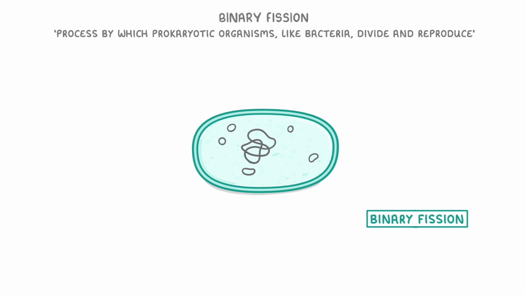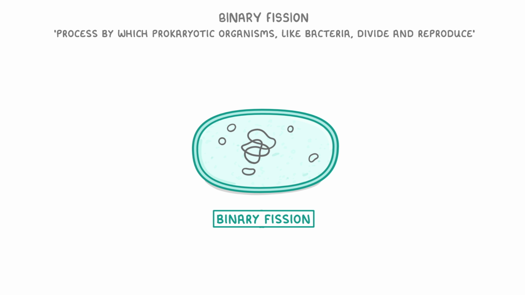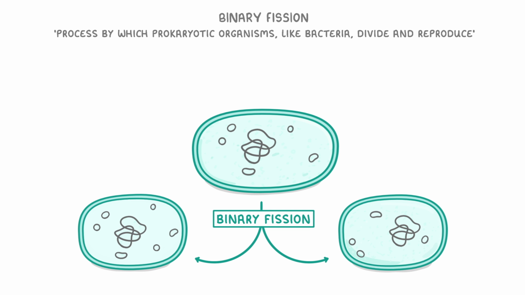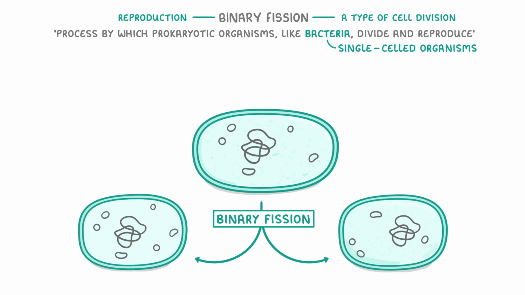So, as we said at the beginning, binary fission is the process by which one bacterial cell, like this one, divides into two. And the important point to understand here is that because bacteria are single-celled organisms, as well as being a type of cell division, binary fission is also a type of reproduction, because the one organism up the top has to split into two organisms. So you might sometimes hear binary fission referred to as asexual reproduction.